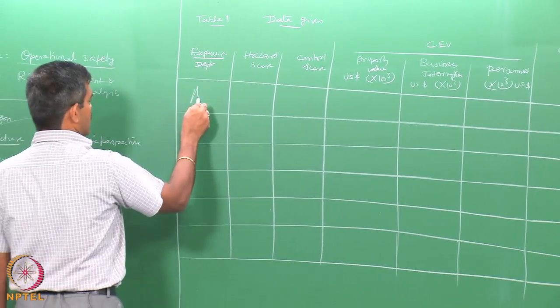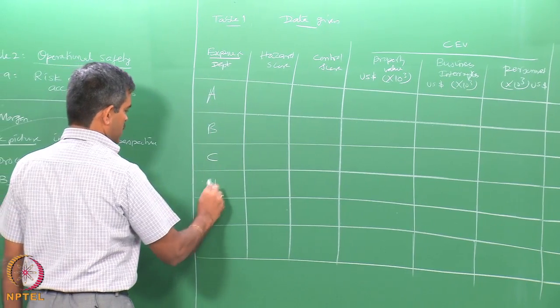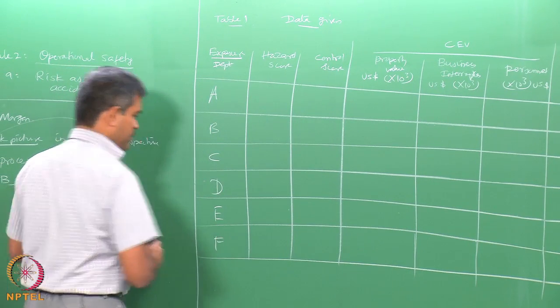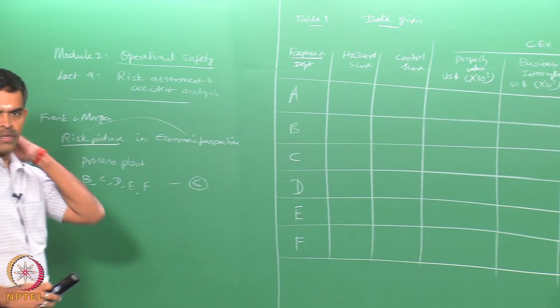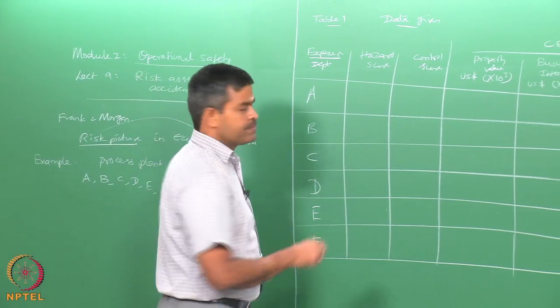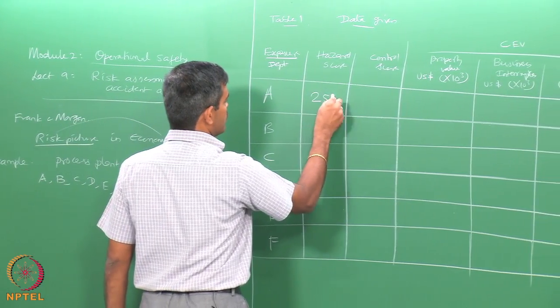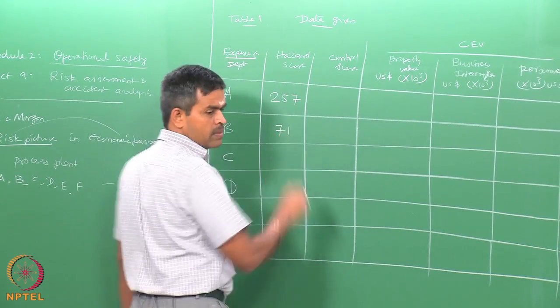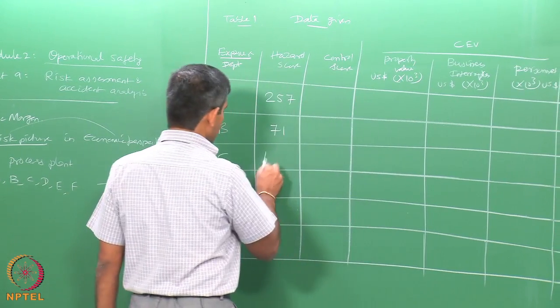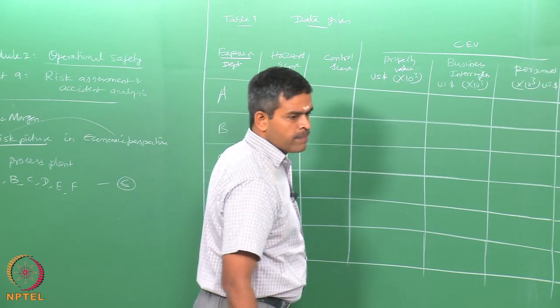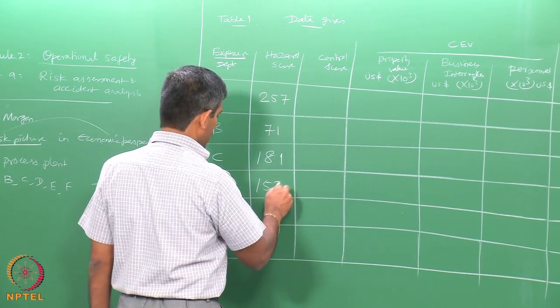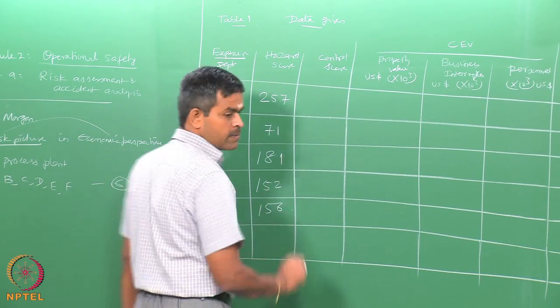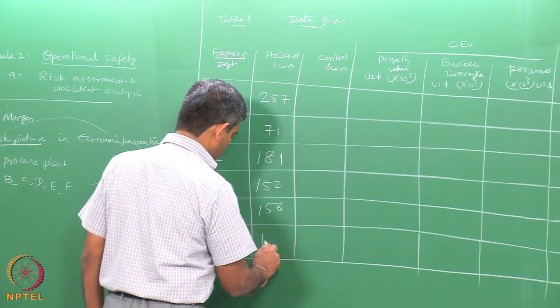So, let us say the departments are A, B, C, D, E and F. The hazard scores are entered here. Let us say this is 257, this is 71, this is 181, this is 152, this is 156 and this is 113.